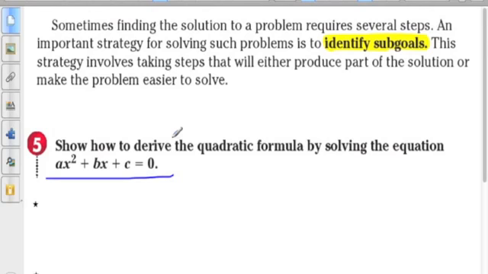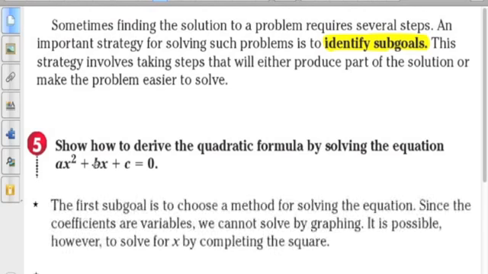And if you notice, there are no numerical values for the variables. So this is what we're faced with. The first subgoal is to choose a method for solving the equation. Since the coefficients are variables, we cannot solve by graphing. It is possible, however, to solve for x by completing the square. So let's try to do that.